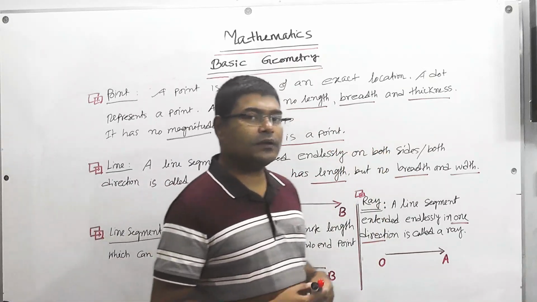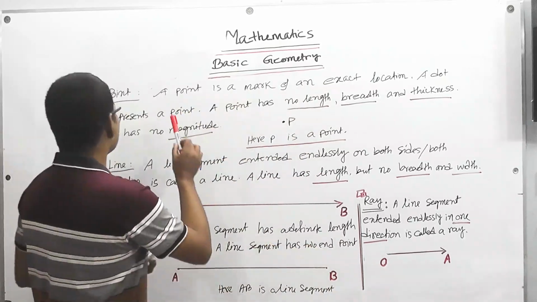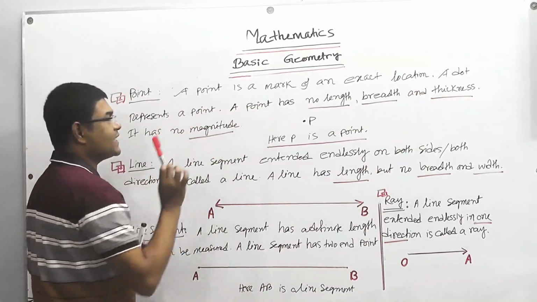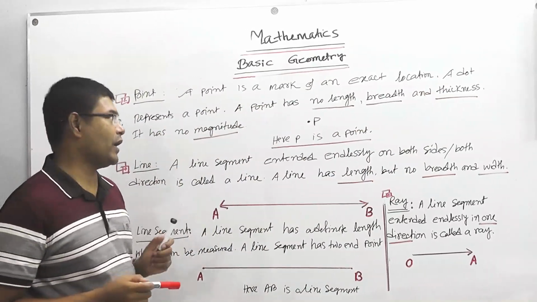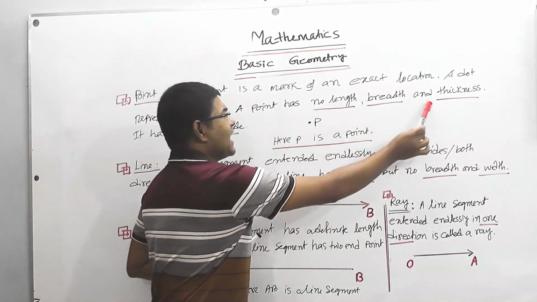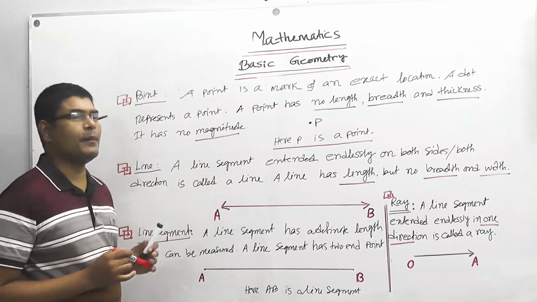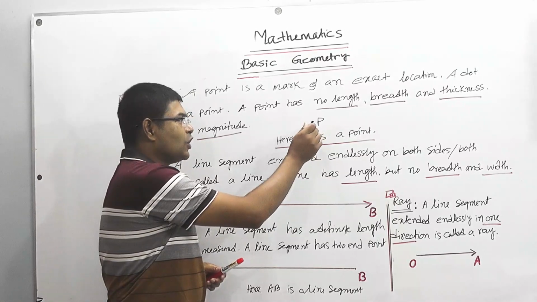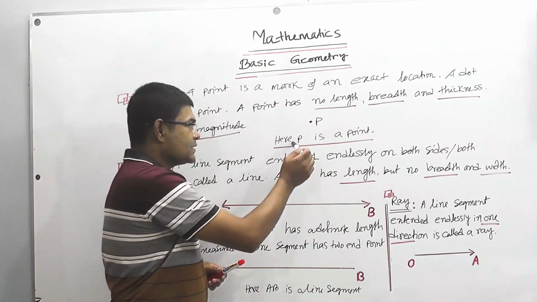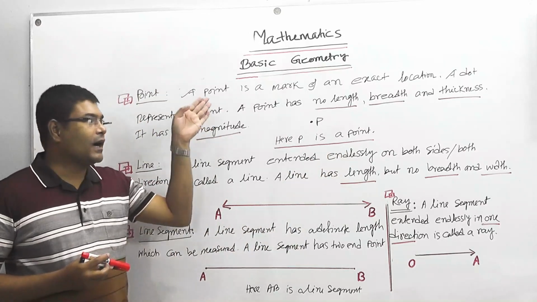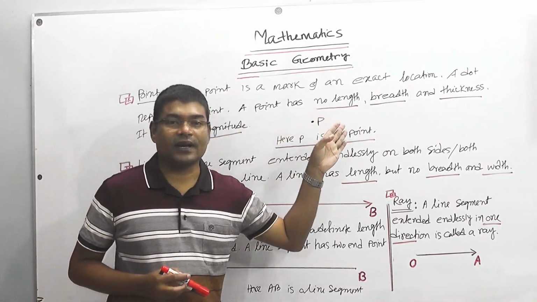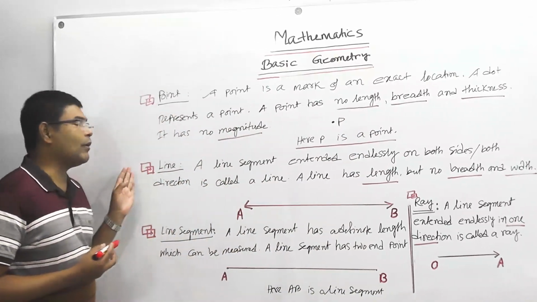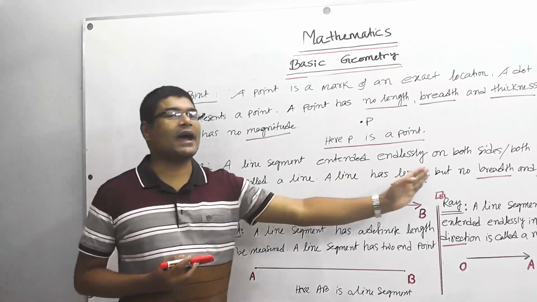So please come back. We have to know what is called a point. A point is a mark of an exact location. A dot represents a point. A point has no length, breadth and thickness. It has no magnitude. It is denoted by P, so here P is a point. A dot represents a point.